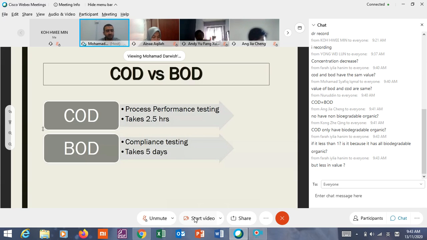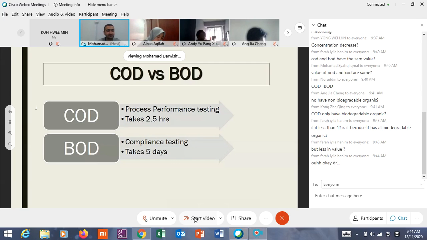Okay. COD over BOD cannot be less than 1. Why? Because it doesn't make sense. COD is the general one, and BOD is a portion. So the portion cannot be bigger than the whole. It doesn't make sense.